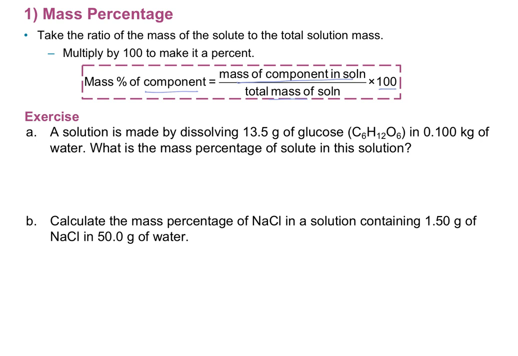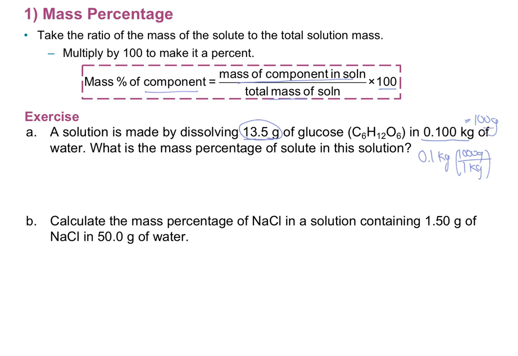So starting with this first problem, we make a solution by dissolving 13.5 grams of glucose in 0.1 kilograms of water. What is the mass percentage of the solute in the solution? So we look at 13.5 grams versus 0.1 kilograms just to get those on the same units, so we are comparing apples to apples. We're going to take 0.1 kilograms and get it into grams. There are 1,000 grams in 1 kilogram, making this amount, 0.1 times 1,000, 100 grams. So we're comparing 13.5 to 100.